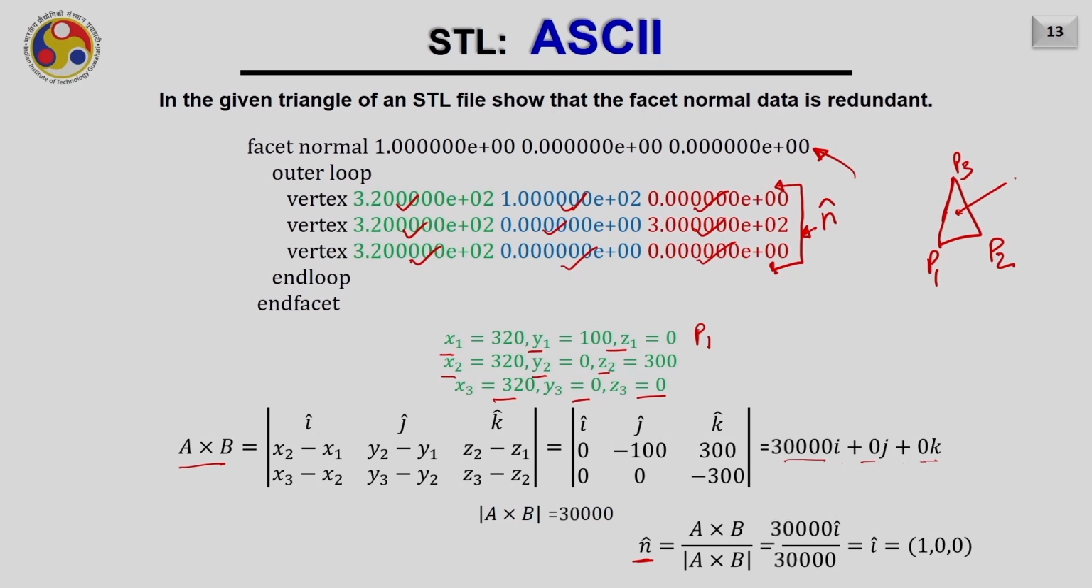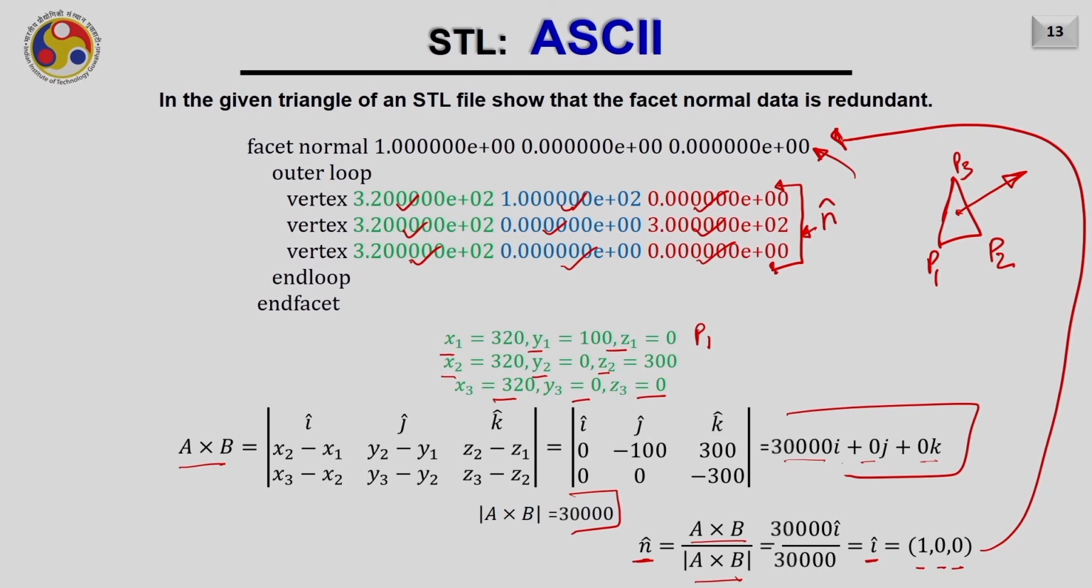The unit vector in the outward direction of the facet normal will be n cap equals A cross B divided by the magnitude of A cross B. We have already found A cross B, and its magnitude is 30,000. If we divide it, we get i, or in component form, 1, 0, 0. Now let us check with this. The facet normal given here is 1, 0, 0, and what we have also got is 1, 0, 0. Therefore, this information is redundant.